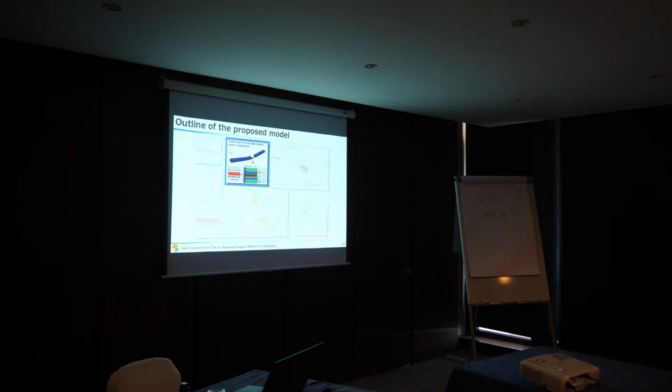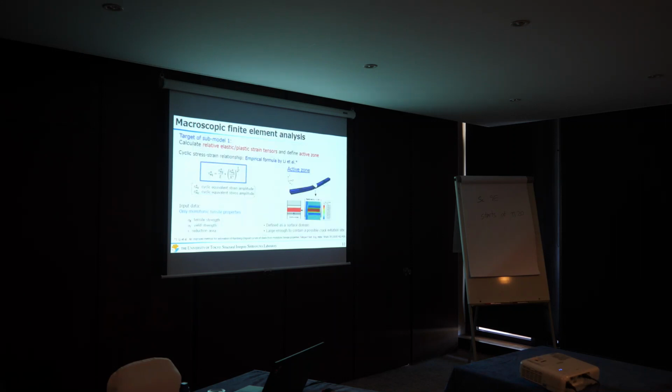Firstly, I would like to introduce sub-model one. The target of this model is to calculate the relative elasto-plastic strain tensor and define the active zone. We define the cyclic stress-strain relationship by using the empirical formula by this equation. The input data are only the monotonic tensile property, and then we define the active zone as the surface domain, which is large enough to contain a possible crack initial site.